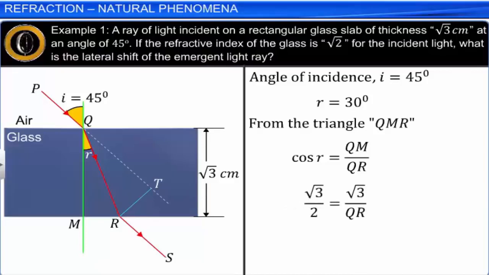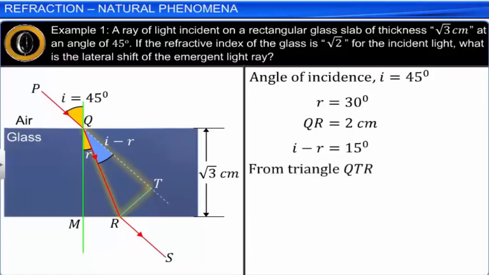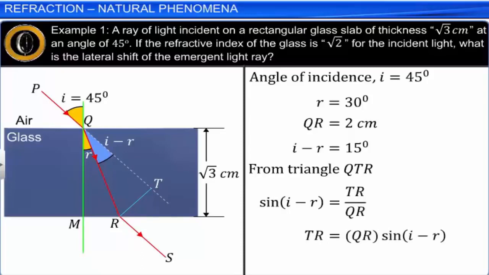In the triangle QTR, angle TQR is equal to I minus R and is equal to 15 degrees. From the triangle QTR, sin(I minus R) is equal to TR by QR. TR is equal to QR sin(I minus R). On simplification, we find the lateral shift TR is equal to 0.52 centimeter.